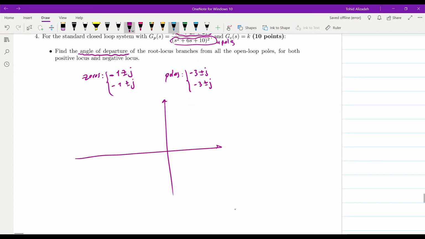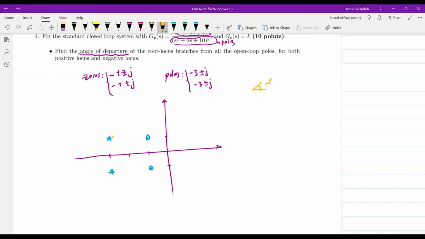And we are interested in finding the angle of departure from the poles. So we have double zeros here, double zeros here, double poles here, and double poles here. Now, to find the angle of departure from the poles, we need to apply the angle condition or phase condition in the vicinity of the pole over here.